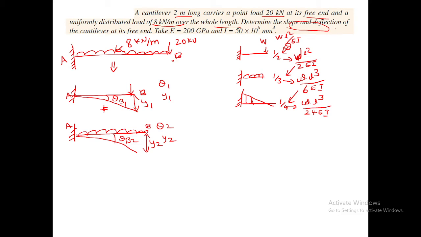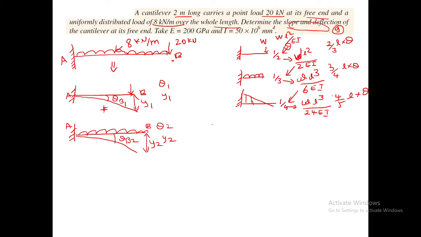Similarly, if you want to get the deflection, multiply with the corresponding factor: 2 by 3 of L into theta, then 3 by 4 of L into theta, then 4 by 5 of L into theta. Here is the point load.